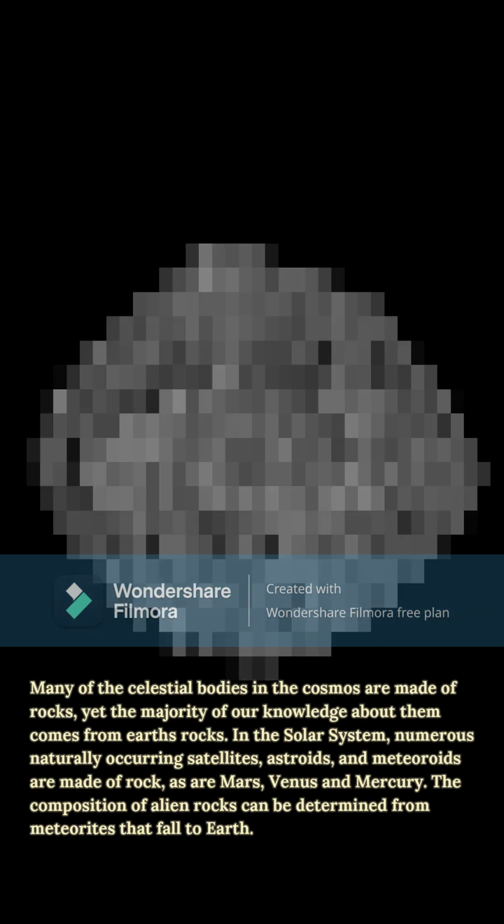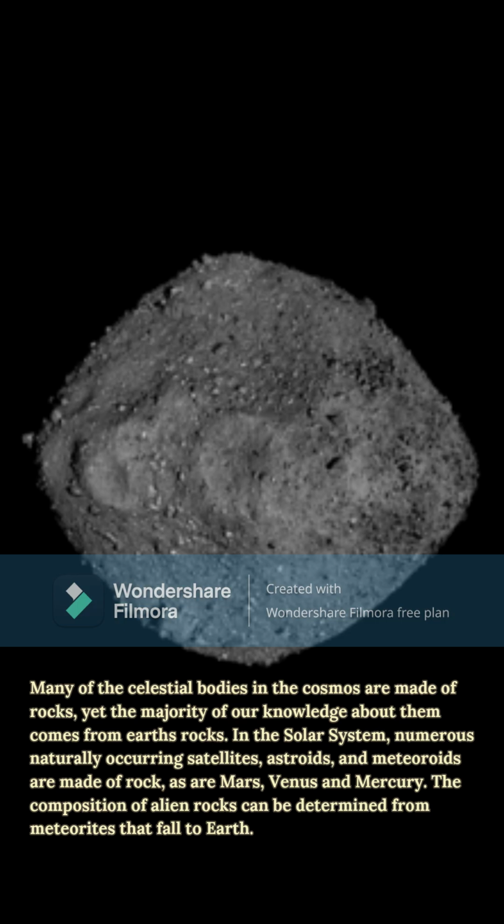Extraterrestrial rocks. Many of the celestial bodies in the cosmos are made of rocks, yet the majority of our knowledge about them comes from Earth rocks. In the solar system, numerous naturally occurring satellites, asteroids, and meteoroids are made of rock, as are Mars, Venus, and Mercury.